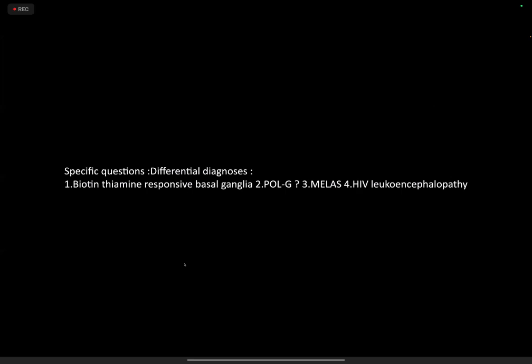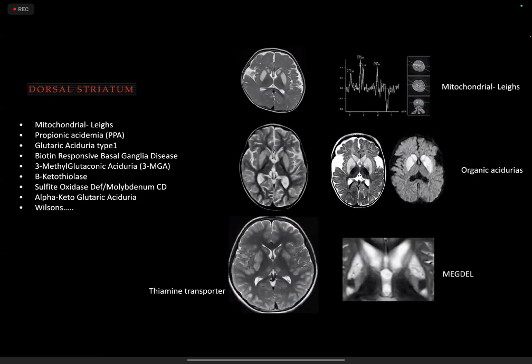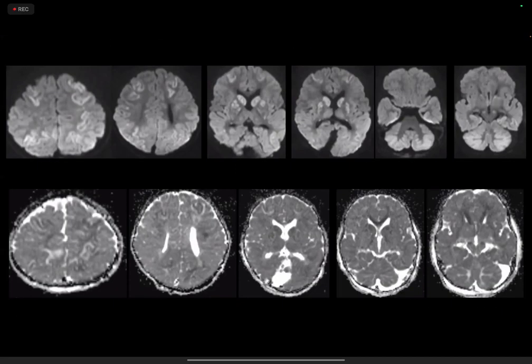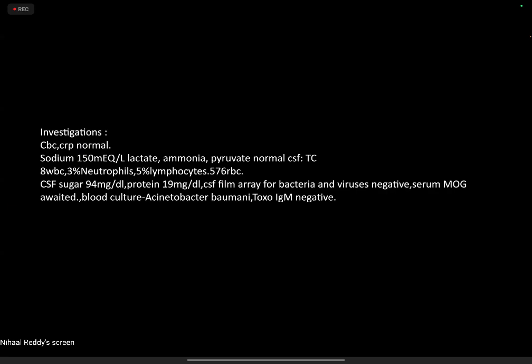The question was, is this biotin thiamine responsive basal ganglia disease, POLG mutation, MELAS, or HIV leukoencephalopathy? That I open the case for a discussion. There was some iteration with valproate, I think. And POLG is a good suspicion, especially with the cortical involvement and bilateral thalamic involvement. Alpers syndrome is a possibility.